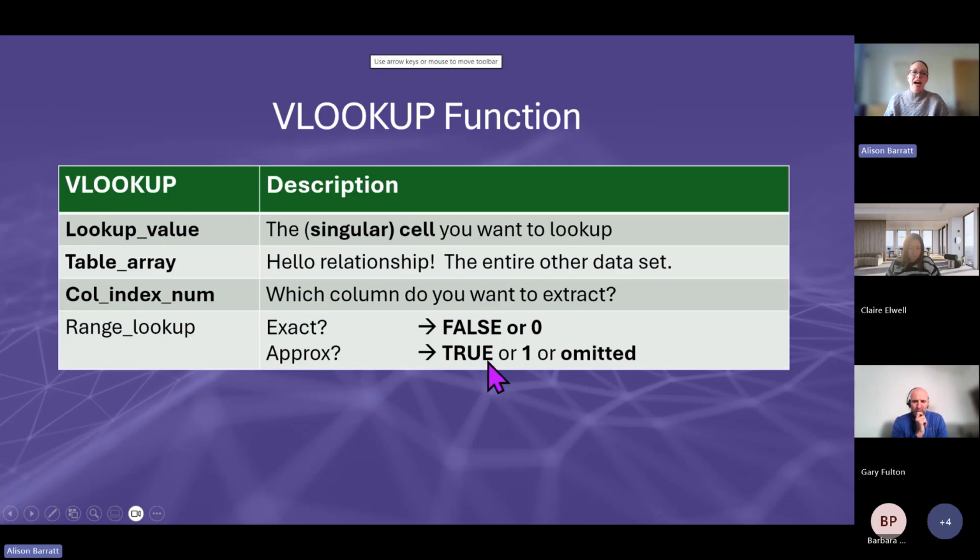Sorry, let me say that again. If I know that 99% of the time I want an exact match, I don't want it to look like one I can ignore. If it looks like one I can ignore, it's actually going to go wrong 99% of the time. So I want you to treat that range lookup as if it's a mandatory field.